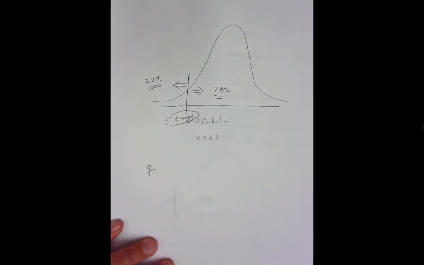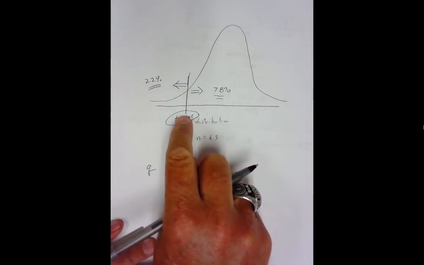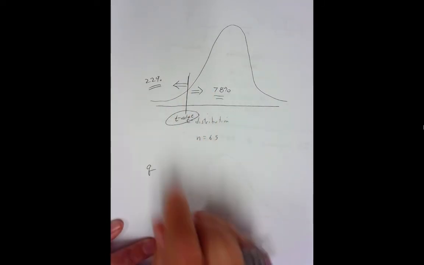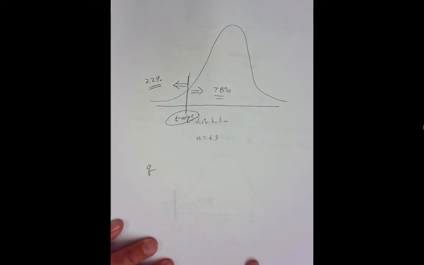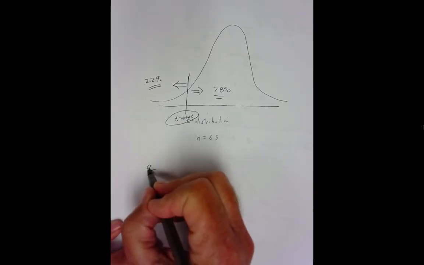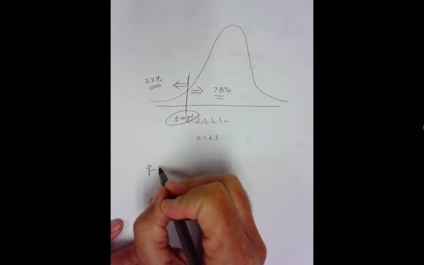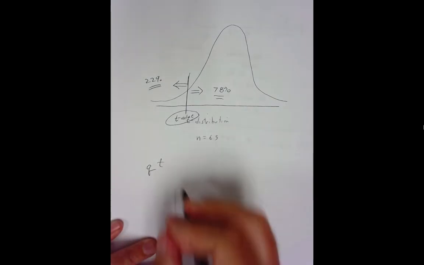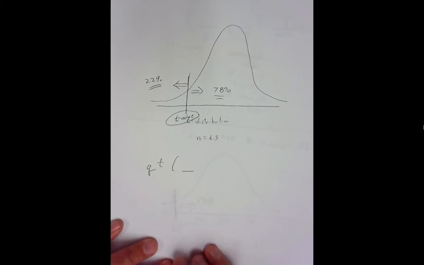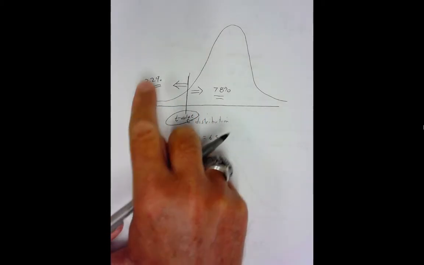Well, we're going to use the Q function because we want to find a value from a distribution that has this characteristic. So we use Q. What distribution are we using? The t-distribution. What goes first? Percent below.